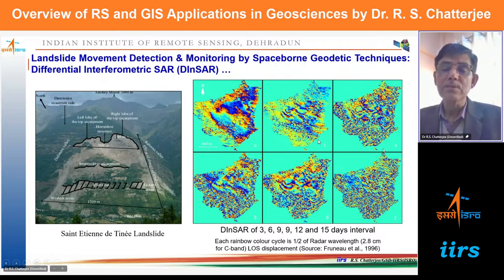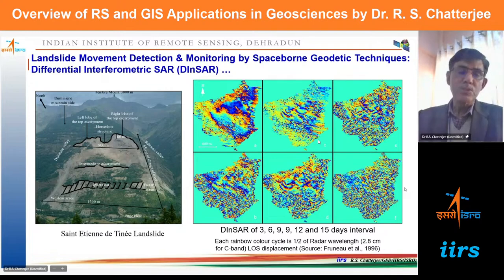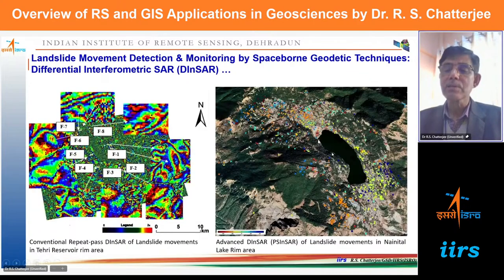But landslides can also happen due to earthquakes, because of the shaking associated with earthquakes, and also in hydropower projects, where all along the rims of the reservoir, sometimes small landslides can also happen. So here you see this is what we have studied in and around the Tehri Dam. We have observed that slow movements are happening all along the rim area of the Tehri Dam.